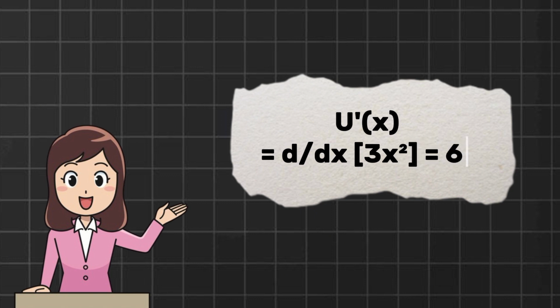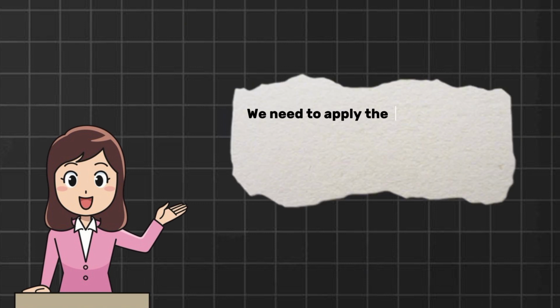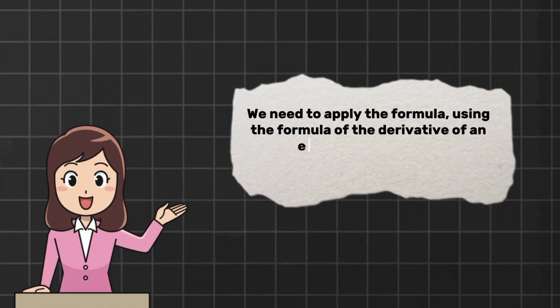Now we have to find the derivative of the given u of x, which is 3x raised to 2. To find its derivative, we multiply the constant 3 and the exponent 2. So 3 times 2 is equal to 6. Then we subtract 1 from the exponent. So we get u prime of x equals 6x. And the fourth step is to apply the formula.